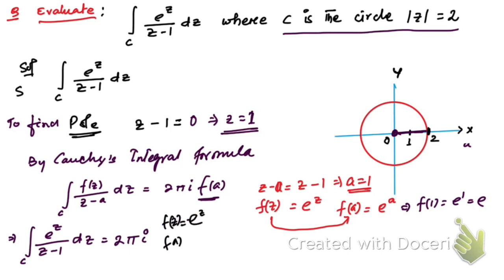So f of a must be equal to e to the power a, and the value of a is equal to 1. So e to the power a means e to the power 1, that is e, right? Hope you have understood this. Now let me clean this. So here what we're going to have: e to the power 1, that is equal to 2 pi i e. So this is our answer, right? Hope you have understood this.